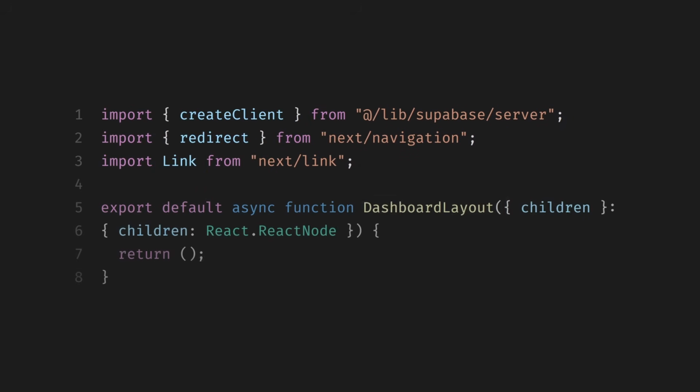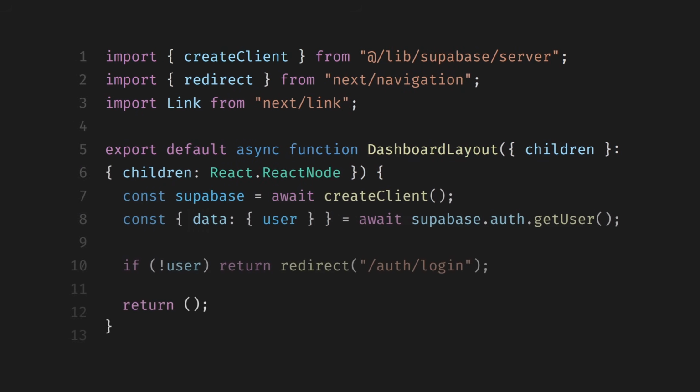Then we define our dashboard layout as an async server component, which is important because it allows us to check authentication before rendering anything. Inside, we call create client to get our Supabase client. Then Supabase auth get user function to check if there's a logged in user. If there isn't, we immediately redirect to auth login route. This is server-side protection. The dashboard never even shows for unauthorized users.